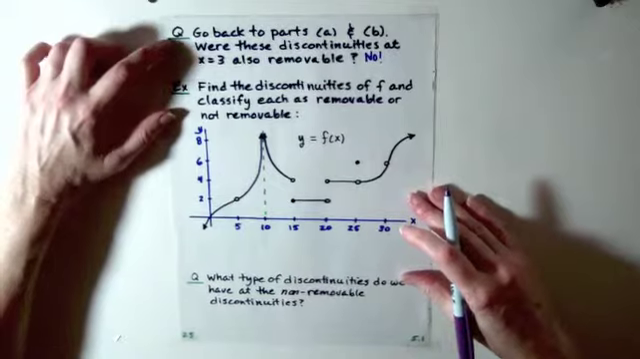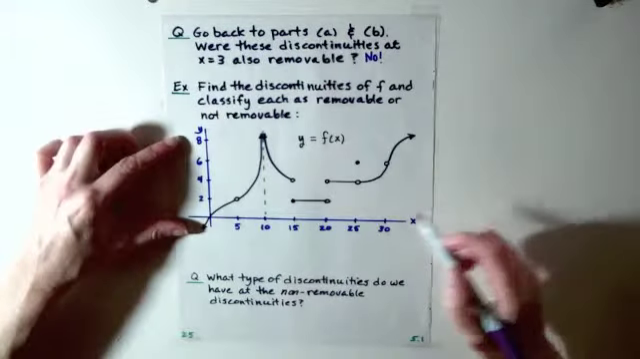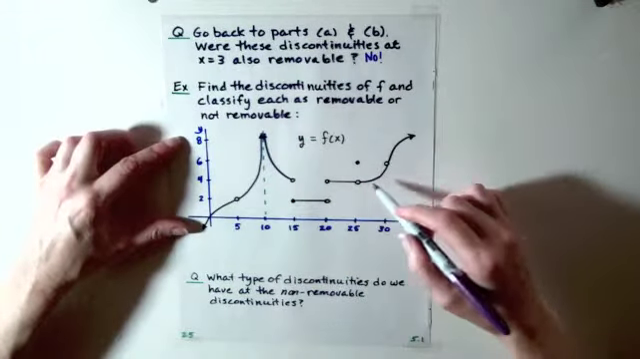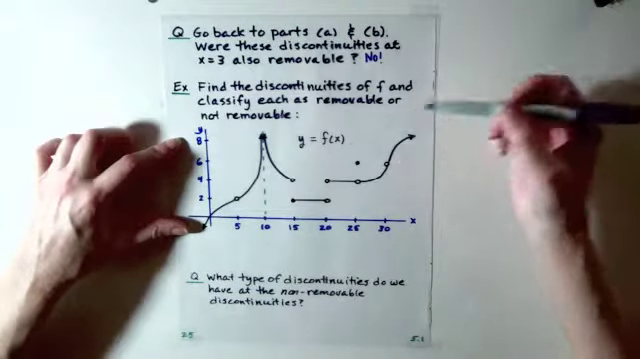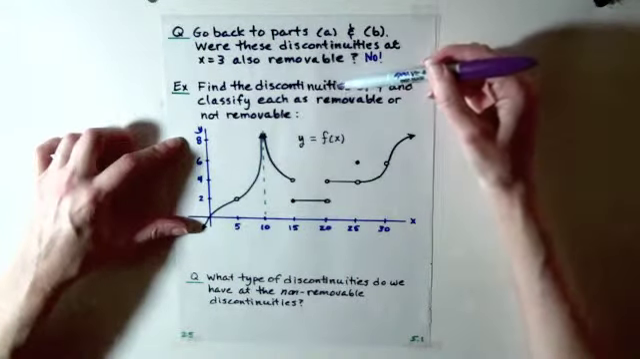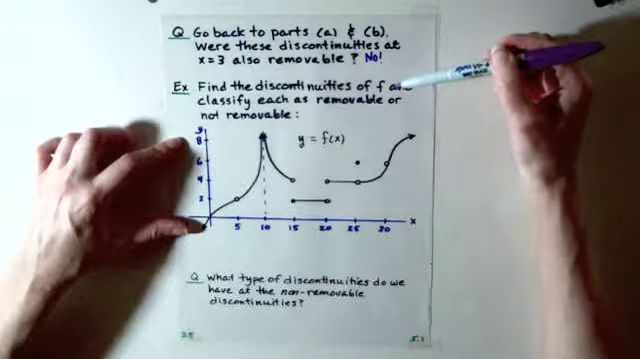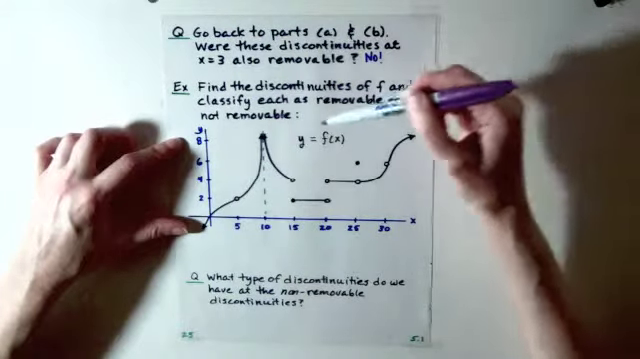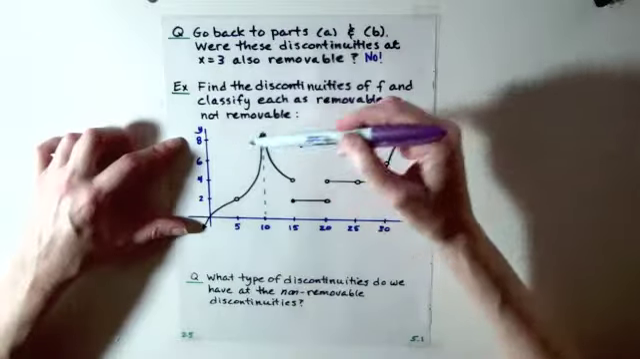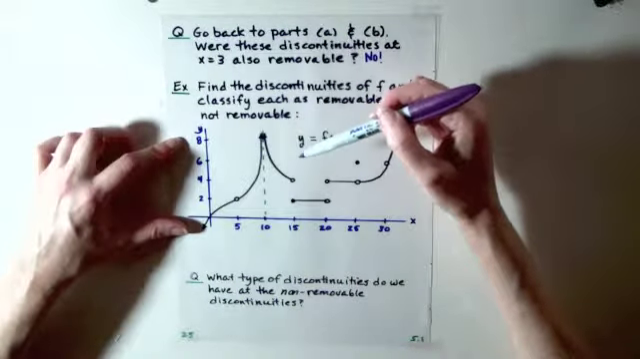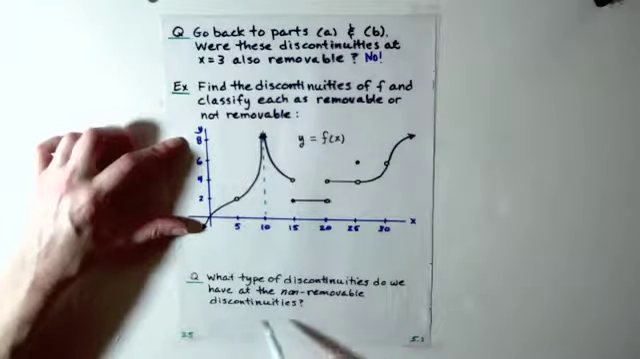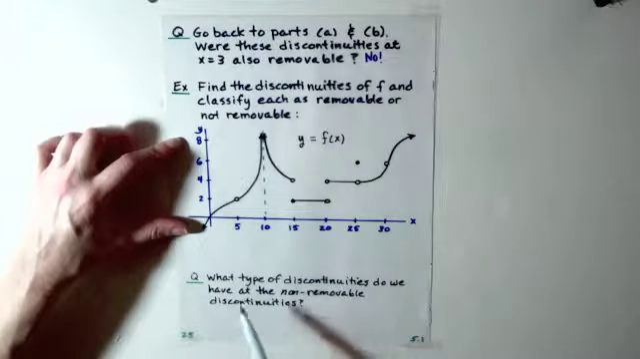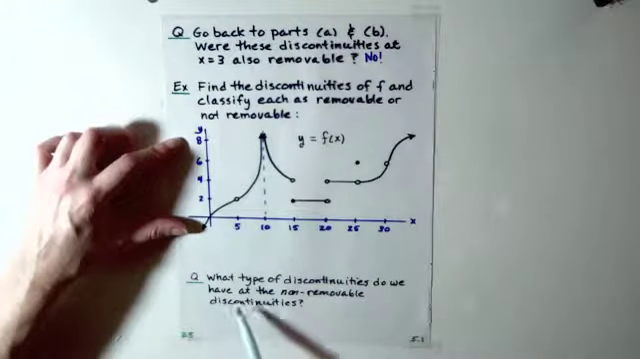Okay, I'd like us to look at this example. I have one crazy graph here. It's the graph of a single function, y equals f of x. What we're going to do is find all of the discontinuities of f, and then we'll classify those discontinuities as removable or non-removable. And if they are non-removable, we'll try to label what kind of discontinuities they are. So what type of discontinuities do we have at the non-removable discontinuities?